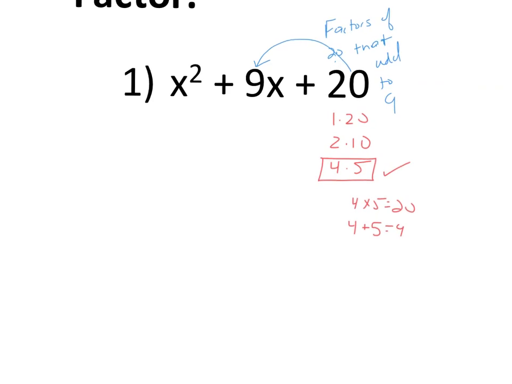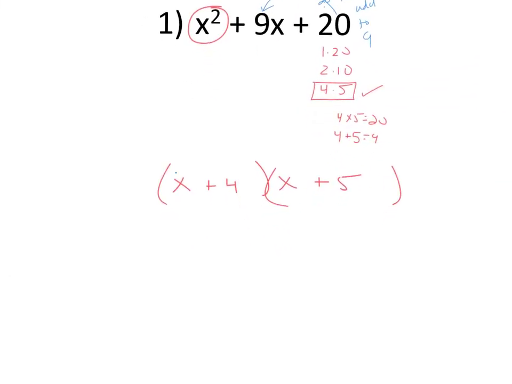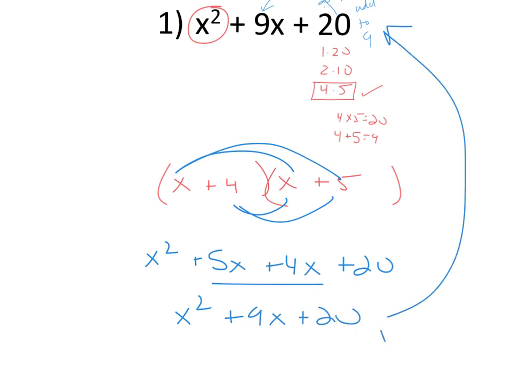My answer is kind of like the difference of squares, right? This x squared is going to break up into x and x. We already found that 4 and 5 work, and since it's all positive, it's going to be a plus 4 and a plus 5. If you were to FOIL this out, you'll get x squared plus 5x plus 4x plus 20. When I combine the middle, I get x squared plus 9x plus 20. So yay, it checks out. This right here is my answer.